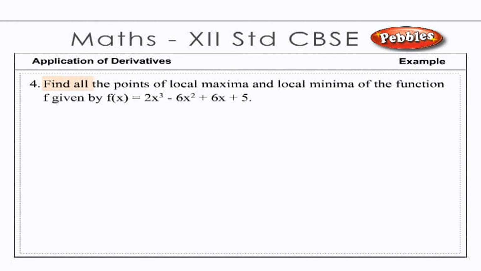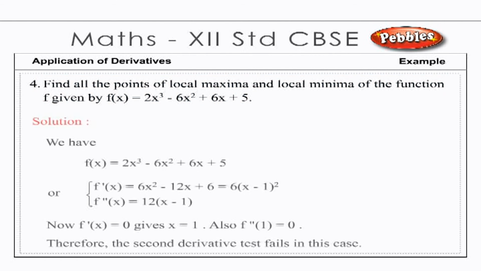Example: find all the points of local maxima and local minima of the function f given by f(x) = 2x³ − 6x² + 6x + 5. Solution: we have f(x) = 2x³ − 6x² + 6x + 5, or f'(x) = 6x² − 12x + 6 = 6(x − 1)².